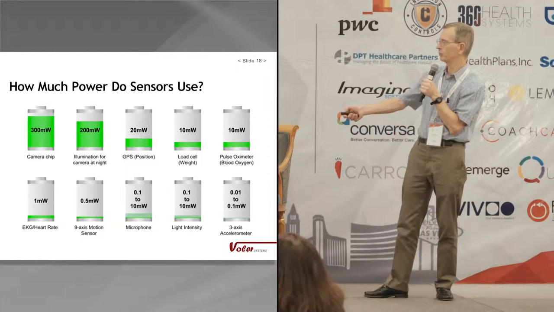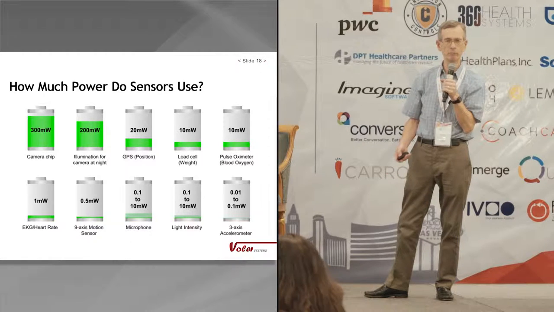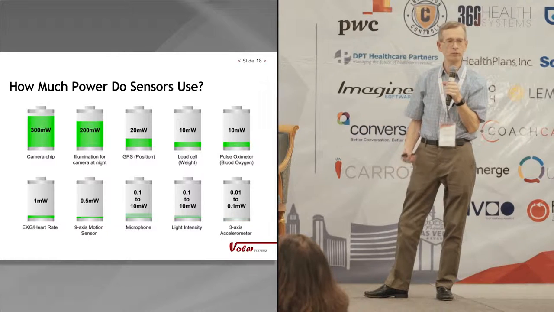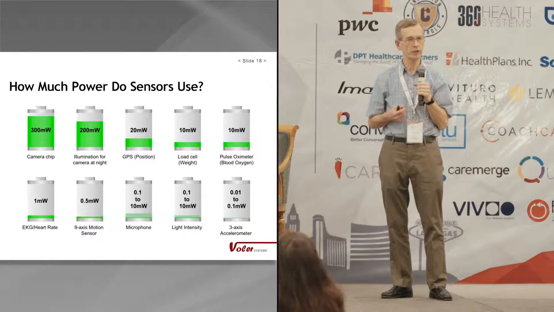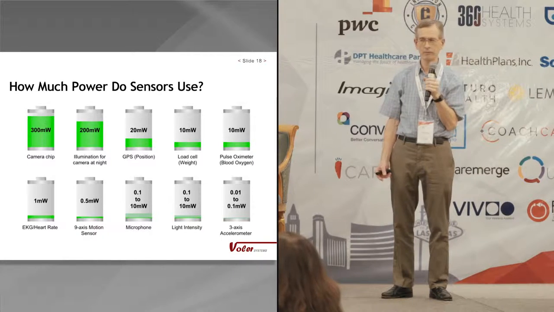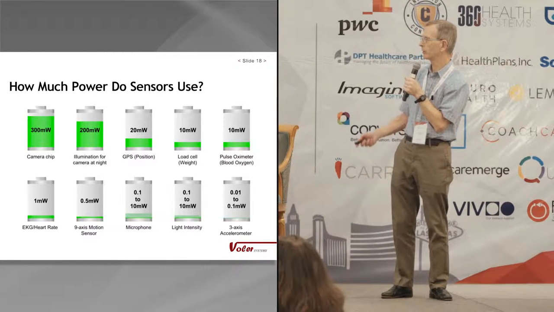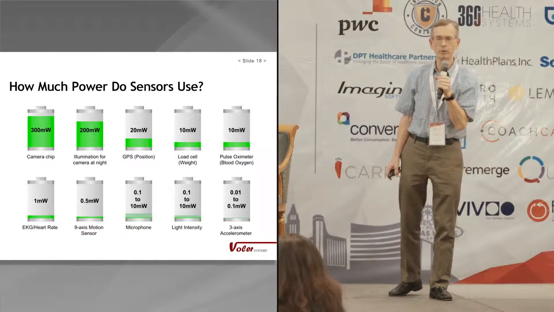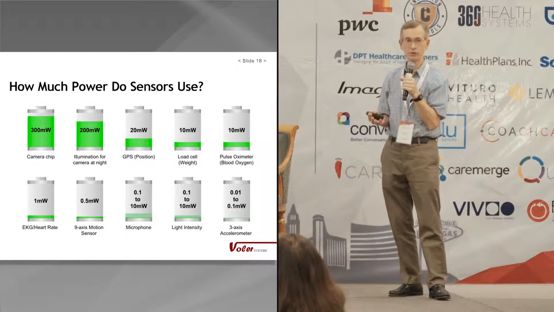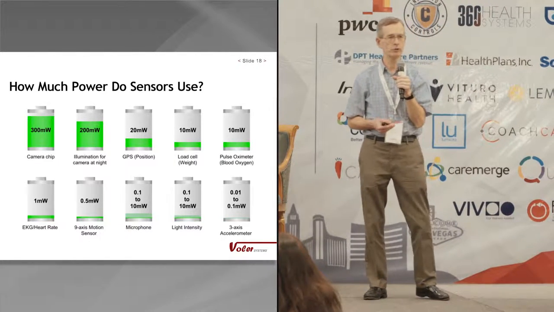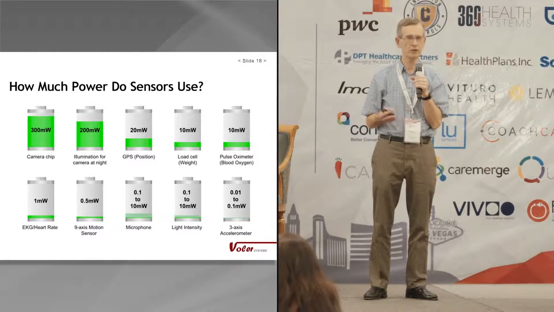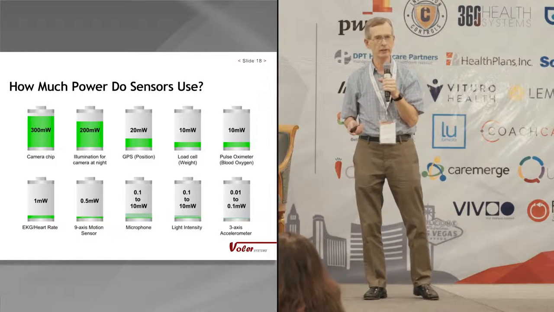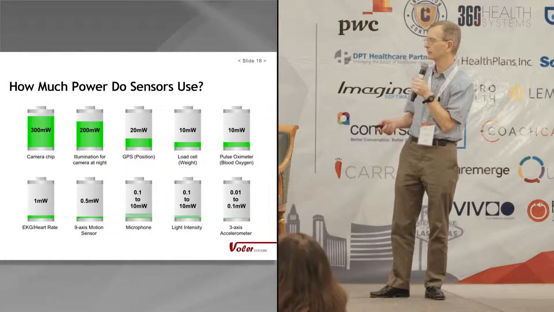Stepping down an order of magnitude, GPS is still a moderate user of power at 20 milliwatts. And a load cell, which would be used to measure that strap on your chest, for example, or in a scale, it's a moderate user of power. And the pulse oximeter is also a moderate user of power at 10 milliwatts. However, these devices don't have to run continuously. You don't have to measure your blood oxygen continuously. If you measured it once an hour, you're going to get a pretty good indication. So even if it's moderate, it may be just fine for a wearable device.